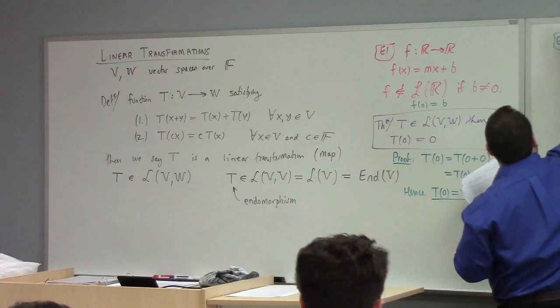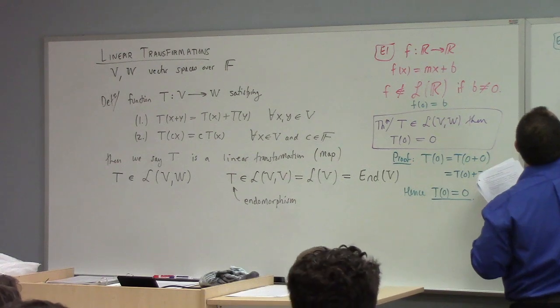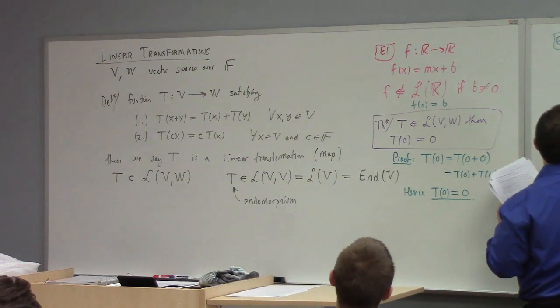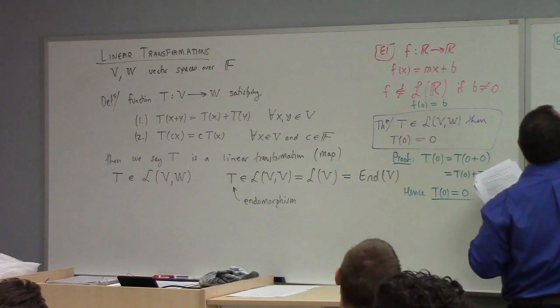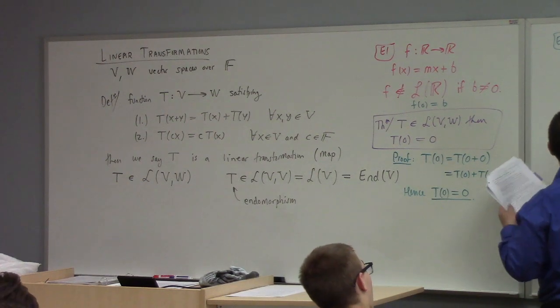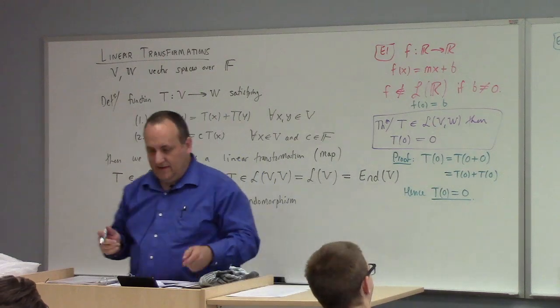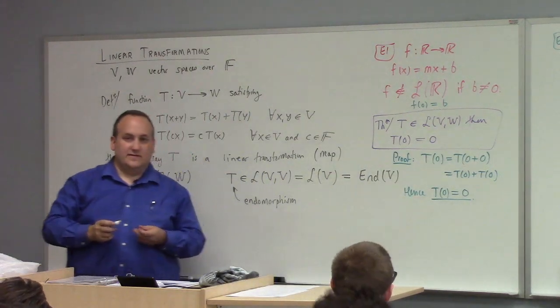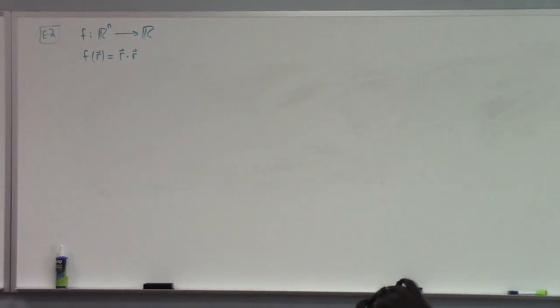All right, example 2. I'm going to bump it up a notch here. We'll go f a mapping from Rn to R, and I'll define it by this: f of r is equal to r dot r. In the notes I have the two-dimensional formula, but I'm going to make it n-dimensional. Is this linear? Well, let's start out by checking 0.